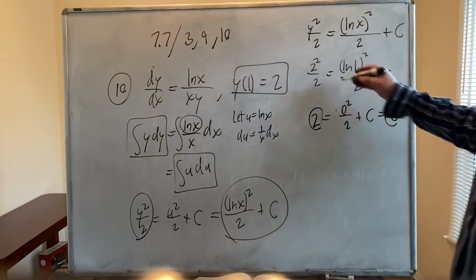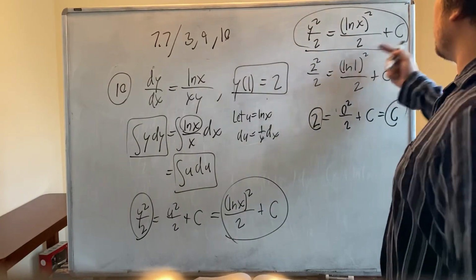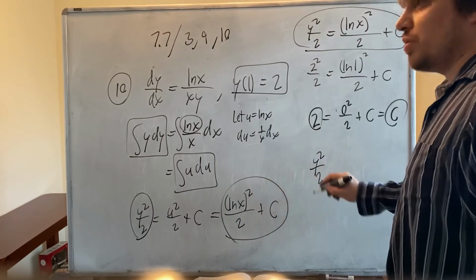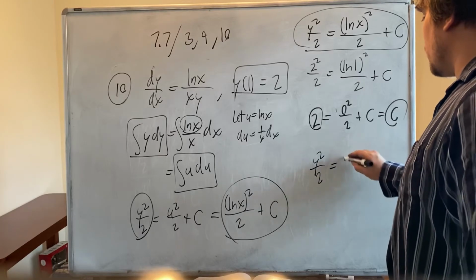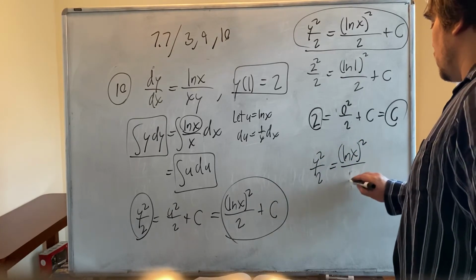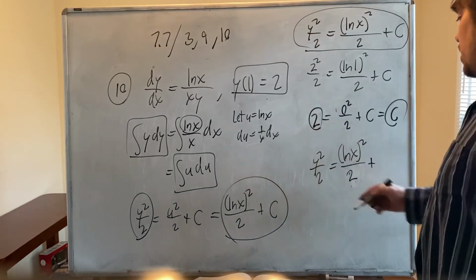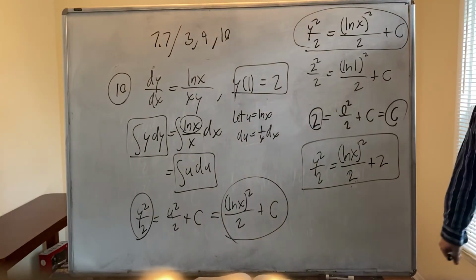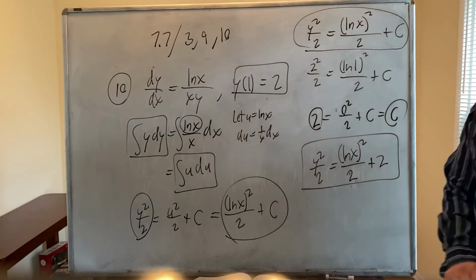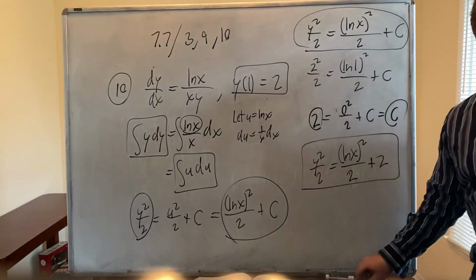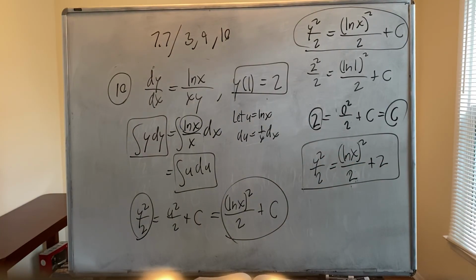So if c equals 2, this is our general solution, but plugging in c equals 2, the final answer is y squared over 2 is equal to ln x squared over 2 plus c, which is 2, plus 2. That's the final answer. And that's solved. That's the solution of this initial value problem. This is solved for y implicitly in terms of x. Okay, and so that's a solution to an extra problem.